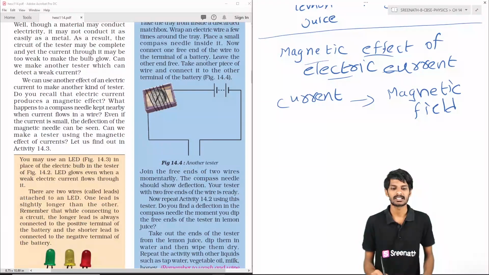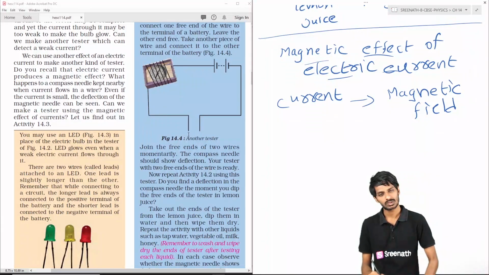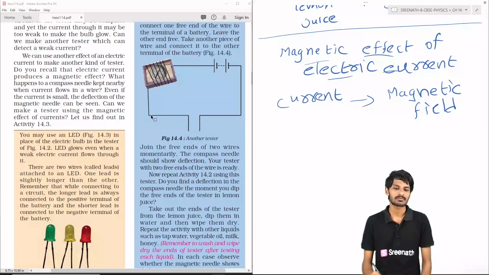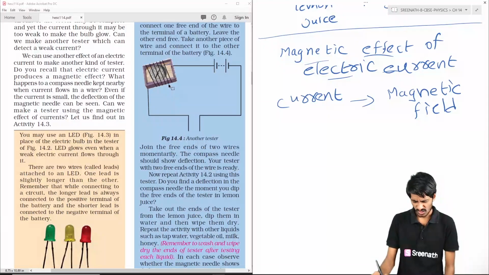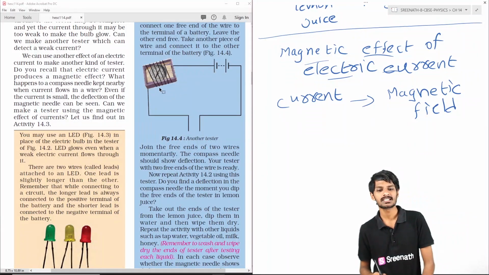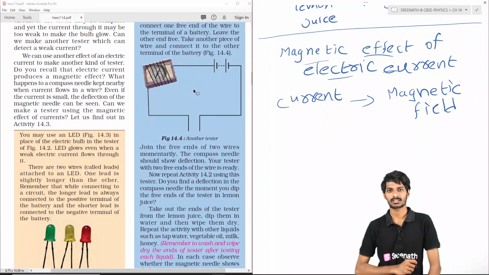These are the two free ends, students. We take these free ends and dip them in liquid. The cell or battery produces electricity, which passes through this wire, goes through the liquid, comes back to this and passes through this. As long as it comes here, the magnetic compass will show some deflection. In this way we use this tester to test whether liquids are good conductors or not.